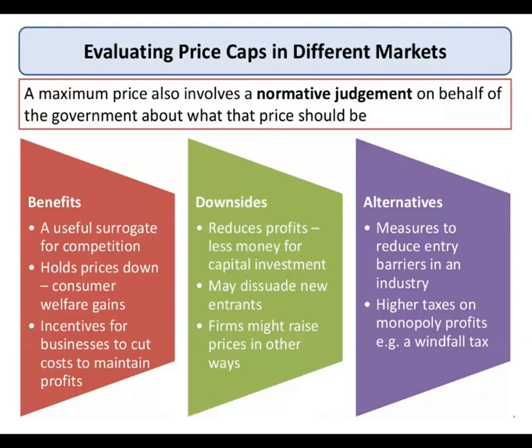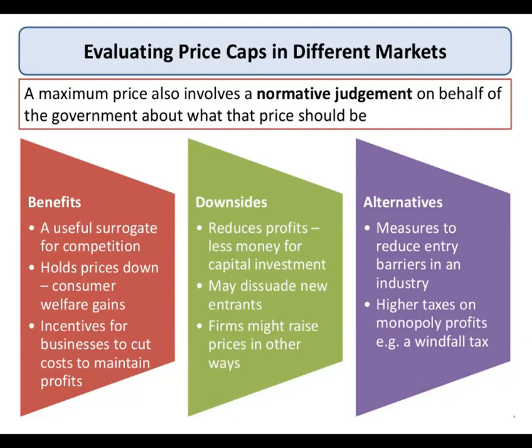So a maximum price also involves a normative judgment on behalf of the government about what that price should be. So the main arguments against a maximum price are two things. One, it's very much based on normative judgment. It's what the government believe to be the right rate at which to set the price. It also distorts the market. It puts the market into disequilibrium. Is that something that you want? Do you want there to be a shortage? This policy actively creates excess demand. It actively creates a shortage in that market.